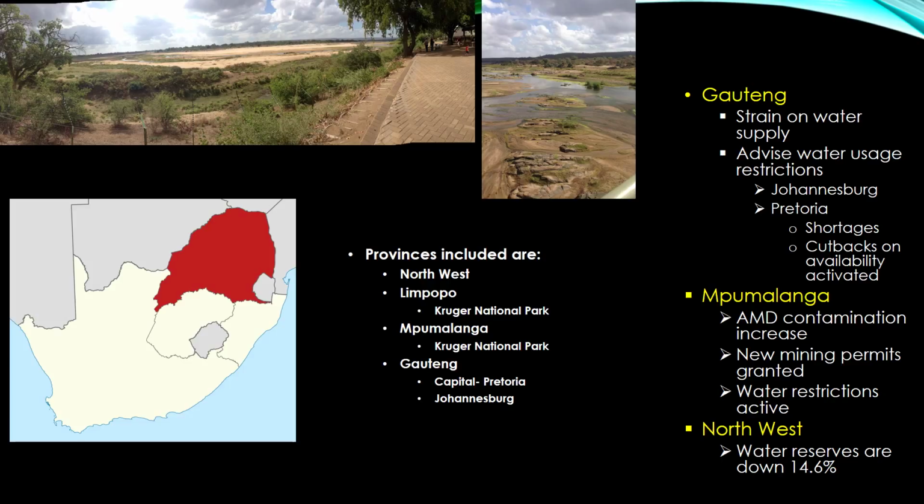So on October 28, 2015, this province imposed a province-wide restriction that, as a citizen, you cannot water or use sprinklers at all for your lawns and gardens. And in the Northwest province, the water reserves are down about 14.6%.